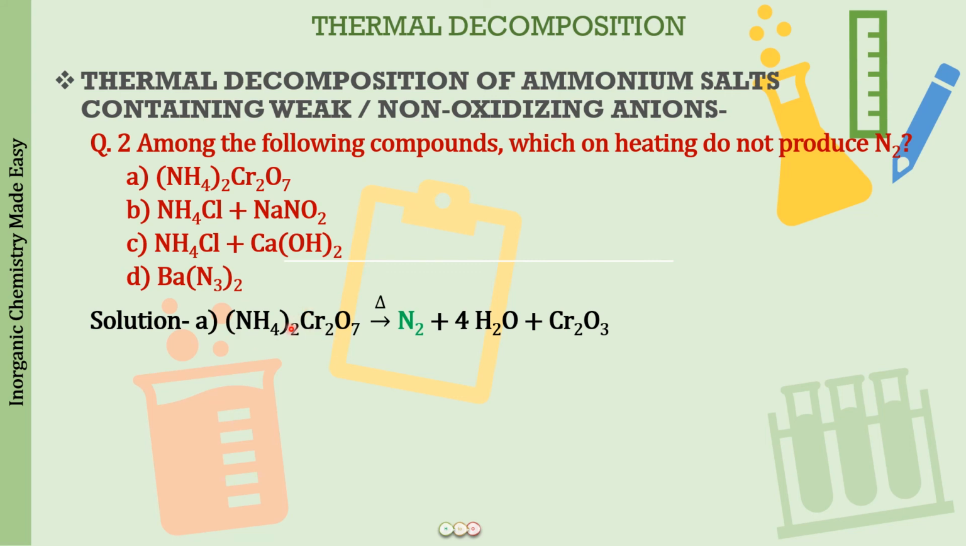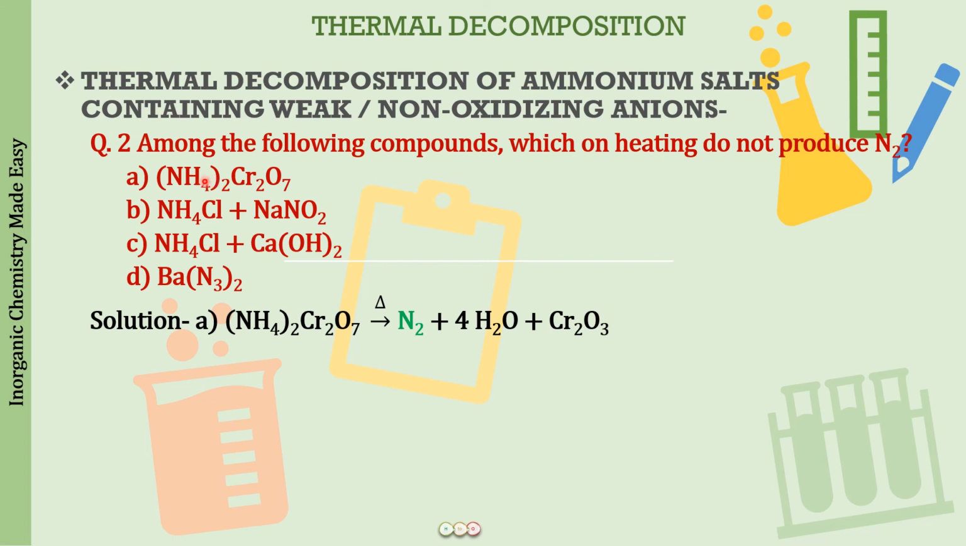Ammonium dichromate, we have Cr2O7 2 negative, an oxidizing anion. So nitrogen will be formed along with that. How many hydrogen? 8 hydrogen, so 4 water, and what will be left behind will be Cr2O3. So that is the product that will be formed for reaction number 1.